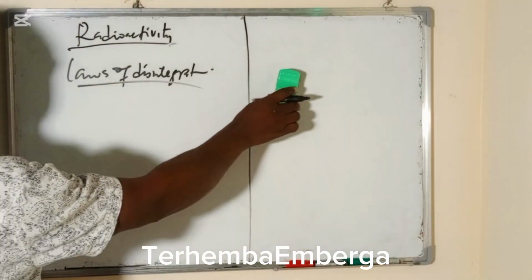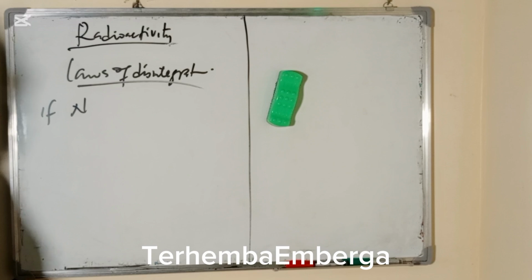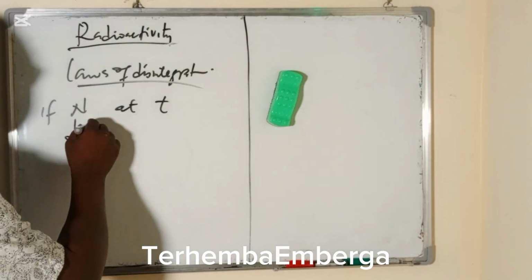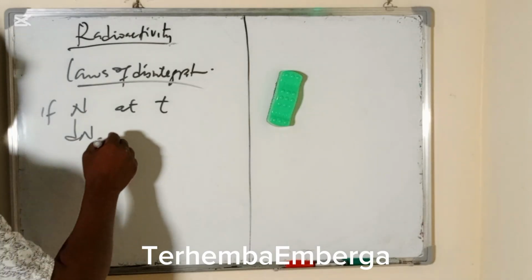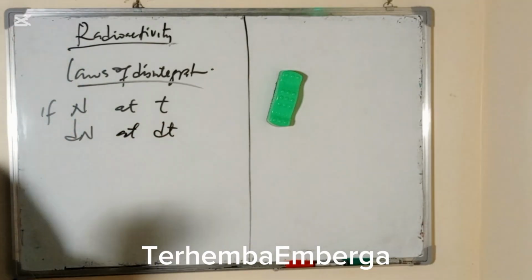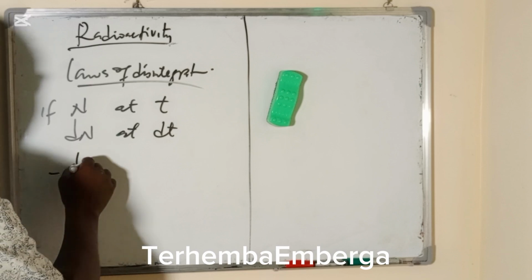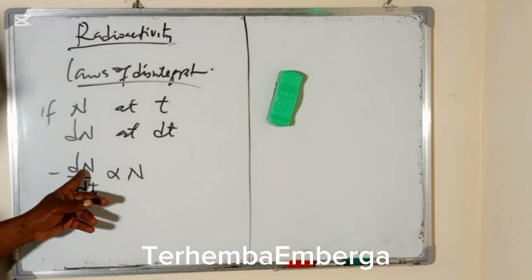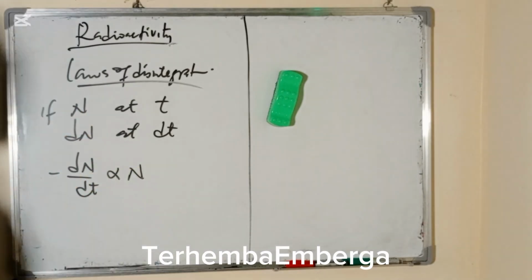If N is the number of atoms present in the radioactive element at a time t, and dN is the number that disintegrates within a small interval dt, so we'll now talk about the rate of decay. The rate of decay, minus dN over dt, is directly proportional to N. This decay during a small change in time, dt, is directly proportional to the number of atoms present in the radioactive element. The question is why minus?